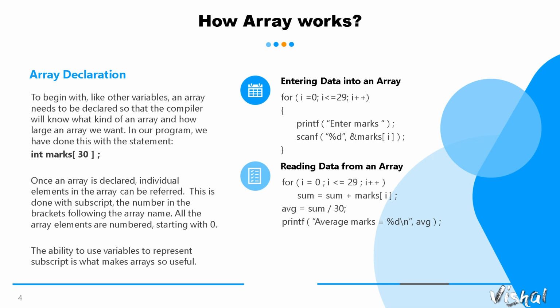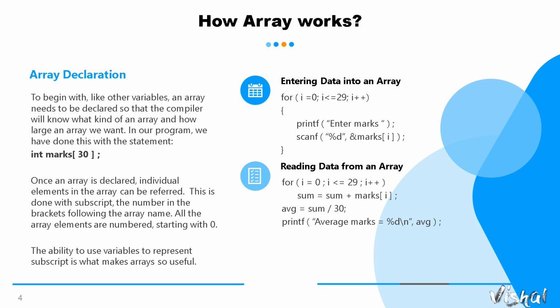This is done with the subscript, the number in the bracket following the array name. All the array elements are numbered starting with 0. The number written in the declaration is the size of the array. And one thing more, the array starts from 0, which means the base index of the array is 0. So the size we are writing, 30, means the last index is 29, which means it goes from 0 to 29. The ability to use a variable to represent a subscript is what makes an array so useful, which means we use only one variable for storing any large amount of data.